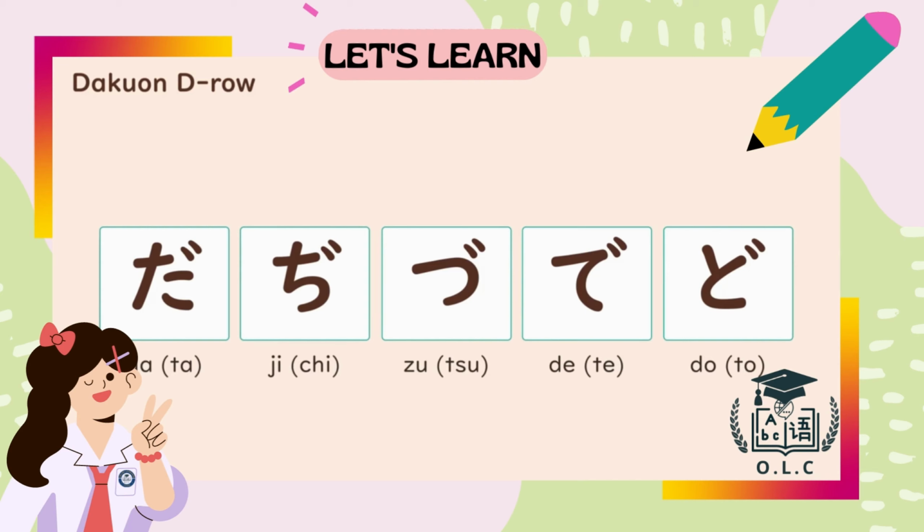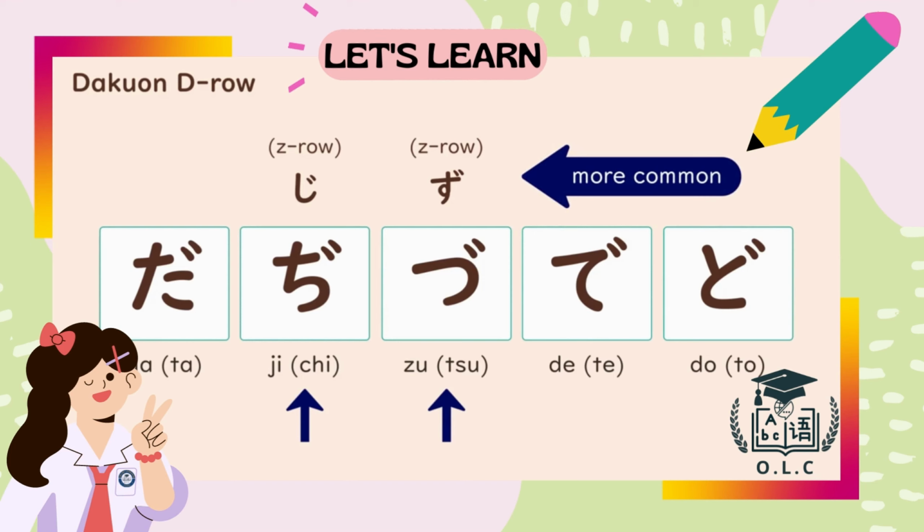However, there were two exceptions. The second character is pronounced as ji, and the third character is pronounced as zu. So in essence, they are pronounced exactly the same as ji and zu from Z row. Now, an important point to consider is that ji and zu in D row are actually very rare in Japanese language. They were more commonly used in the past, but in modern Japanese, they are hardly ever used. In general, if a Japanese word has these sounds, the word will most likely use ji and zu from the Z row rather than from the D row. So do keep that in mind.